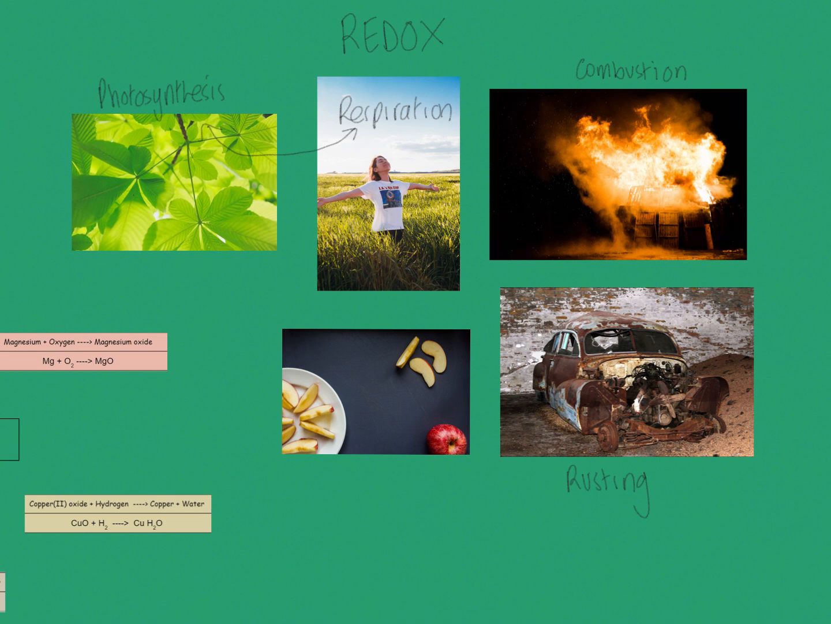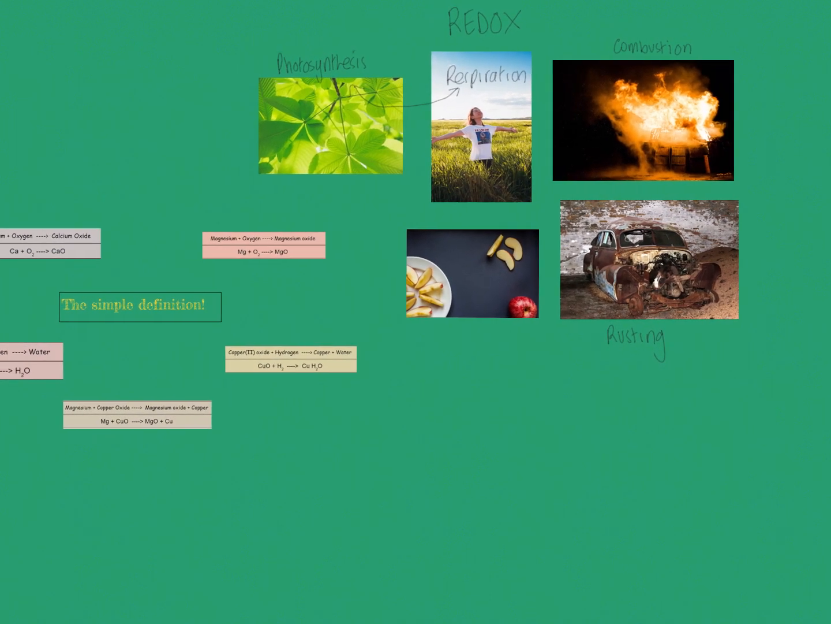So, what is the definition of a redox reaction? You'll see that it's made up of two words, redox. It's made up of a re, which stands for reduction, and ox, which is oxidation. And we put it together and it makes redox. And the reason why is because reduction cannot happen without oxidation, and oxidation cannot happen without reduction.